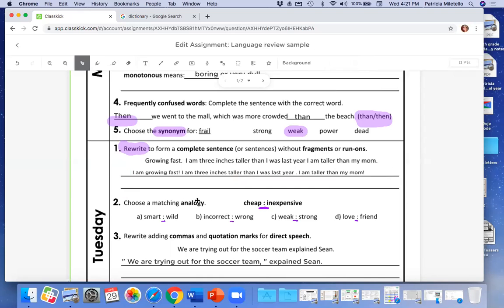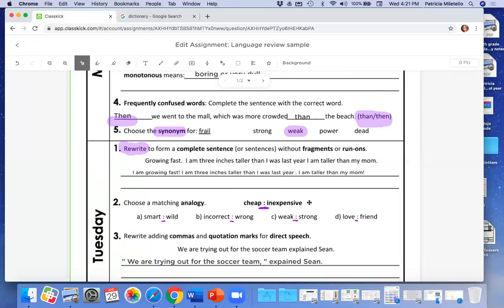Number 2 on Tuesday is asking me to choose a matching analogy. An analogy is two words that go together in some way. In this case, the two words are cheap, the analogy symbol is a colon, and expensive. Cheap and expensive are synonyms of each other. So I'm going to read the sets of words down here that are analogies because I see the colon in between the words. I know that these two words are analogies.